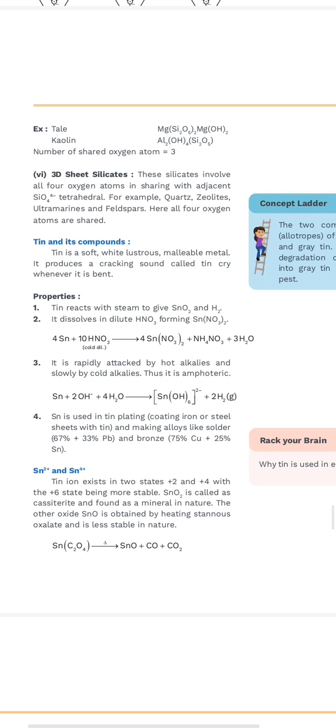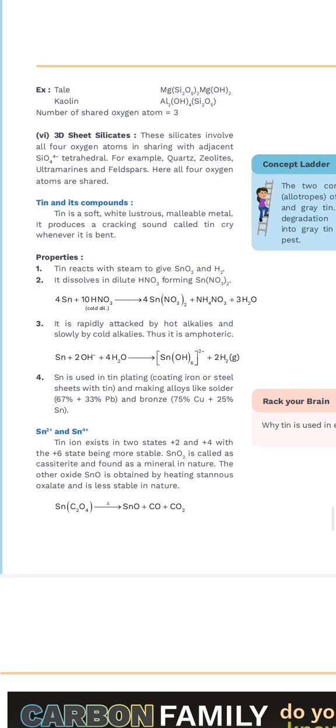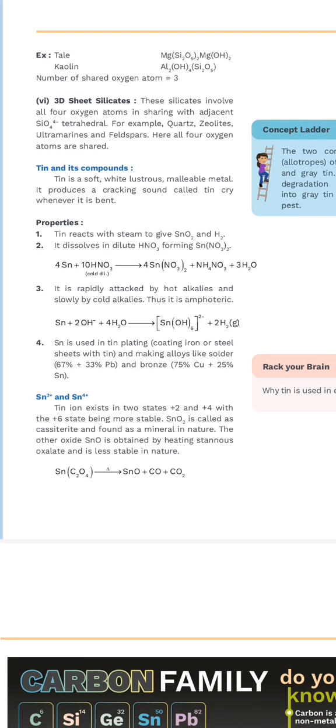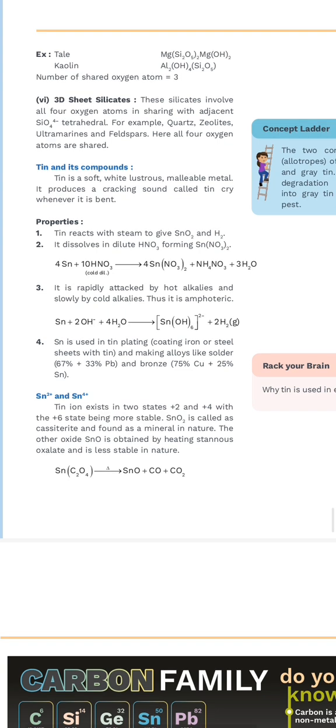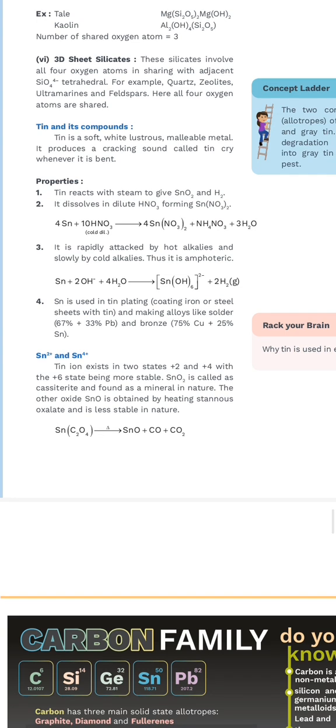Properties. Tin reacts with steam to give tin oxide and hydrogen gas. It dissolves in dilute nitric acid forming Sn(NO3)2. It is rapidly attacked by hot alkalis and slowly by cold alkalis, thus it is amphoteric. Tin is used in tin plating, coating iron or steel sheets with tin, and making alloys like solder and bronze.